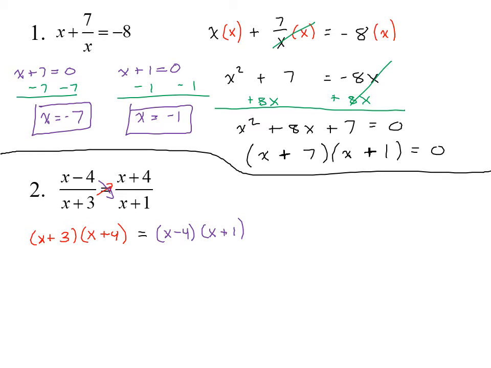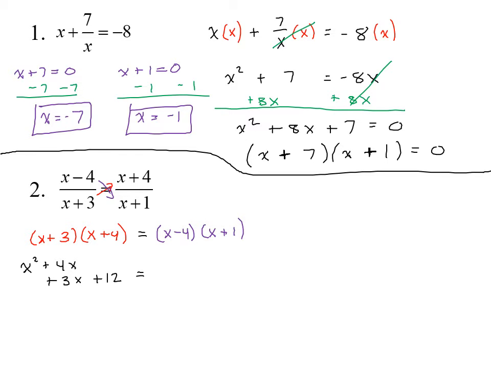Then what I need to do here is FOIL both sides. So if I FOIL the left-hand side, I'll get the first one's x times x is x squared. The outside, 4 times x is 4x. The inside would be 3x. And the last one's 3 times 4 gives me 12.